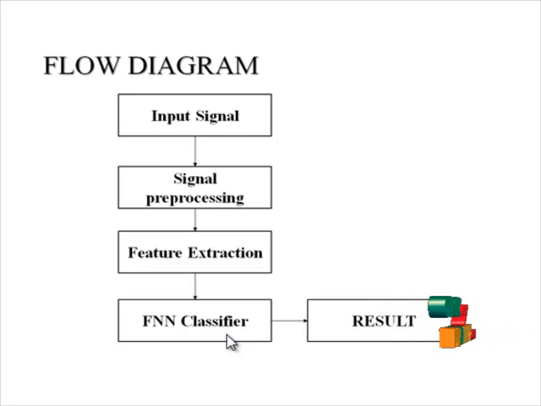A feed-forward neural network was the first and arguably the simplest type of artificial neural network devised. In this network, the information moves in only one direction, forwards. From the input nodes, data goes through the hidden nodes and to the output nodes. The simplest kind of neural network is a single-layer perceptron network, which consists of a single layer of output nodes. The inputs are fed directly to the outputs via a series of weights. Finally, we analyze the result, whether the signal is arrhythmia, shockable arrhythmia, or non-shockable arrhythmia.